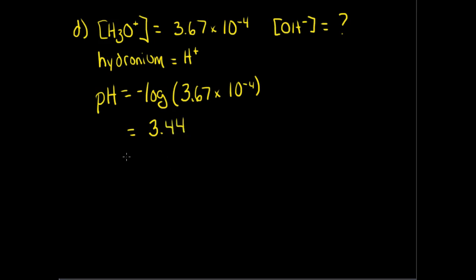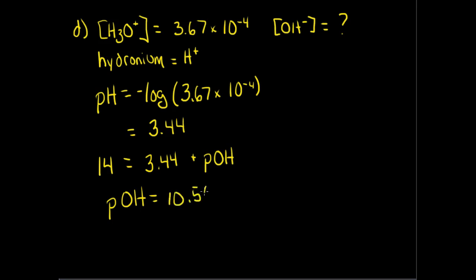3.44. Be careful with your calculator. This is where people screw it up. They don't know how to run the calculator through the problem. So from our pH, we can figure out our pOH because, as always, 14 equals our pH, 3.44, plus our pOH. We do the simple subtraction here. 14 minus 3.44 equals our pOH. And for that, we get 10.56 as our pOH. Almost there.